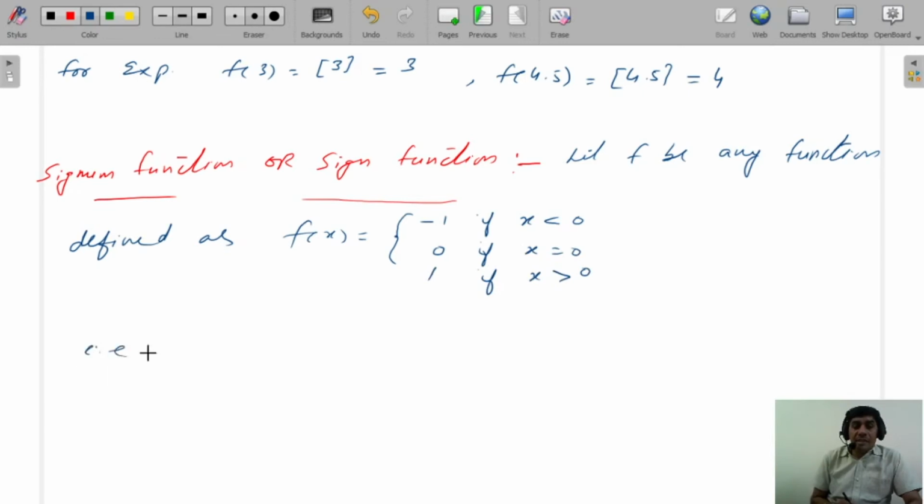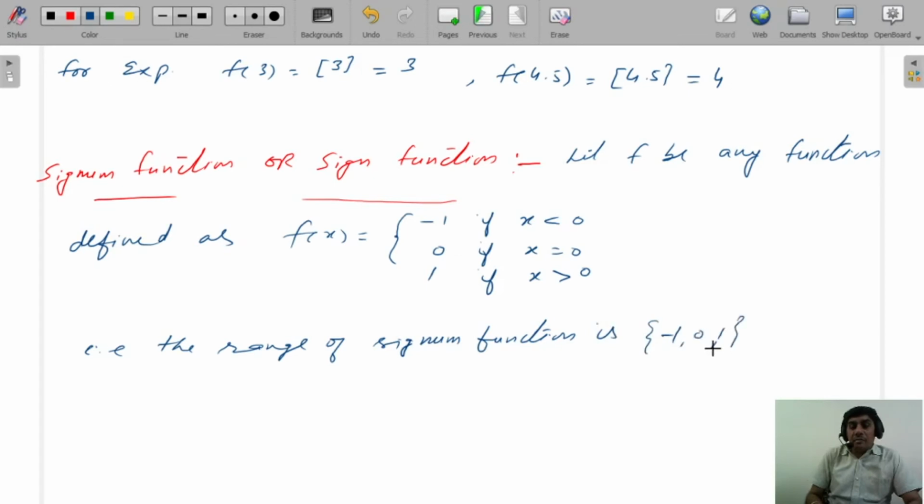That is, the range of the signum function is minus 1, 0 and 1. Domain is all real numbers.